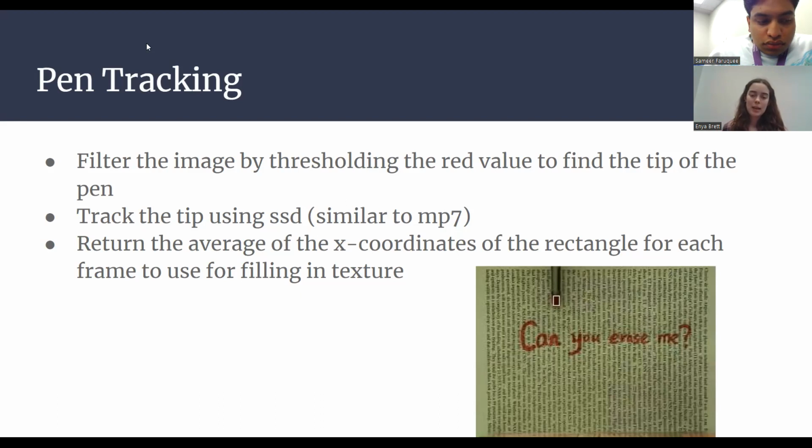Once we had found the tip of the pen in the first image and drawn a box around it, we used this box through SSD, similar to how we did in machine problem 7, to find the pen in the rest of the frames. So essentially, in each subsequent frame, you looked in a local exhaustive search around the region where the pen had been in the last frame to determine where the pen had moved to in the next frame. Finally, from this function that we created to do this, we returned the average of the x coordinates of this rectangle we had drawn around the tip of the pen so that we knew the x coordinate of where we wanted to erase up to in that frame.